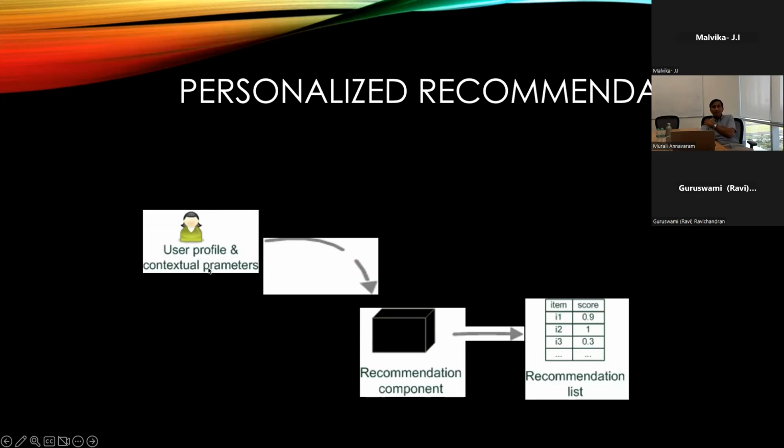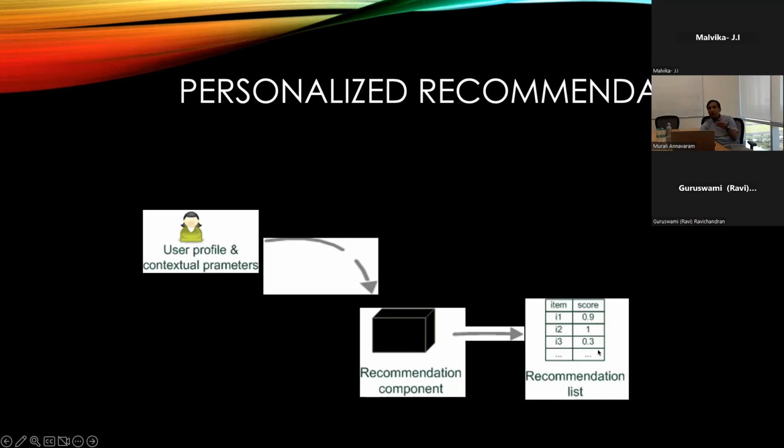A simple personalized recommendation system can take user profiles, which are basically their age, gender, income level, city, and some basic information about the user. And then you feed it into this black box, which we call a recommendation engine. It then produces what is called the relevance score for the items. So it's going to say that for this particular user coming into the system, item I1 has a score of 0.9, I2 has a score of 1, I3 has a score of 0.3, and so on and so forth. If there are 100 items, you will get 100 relevance scores.